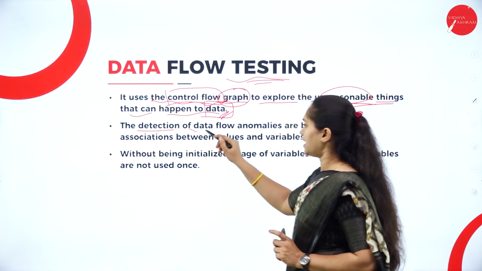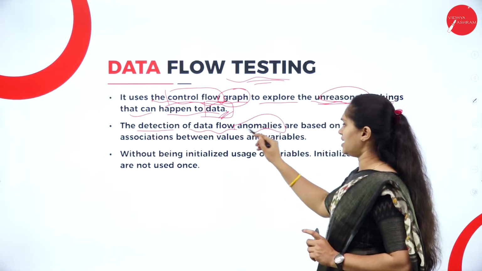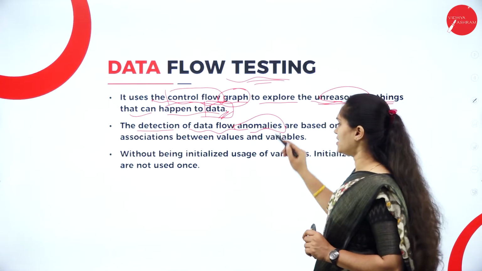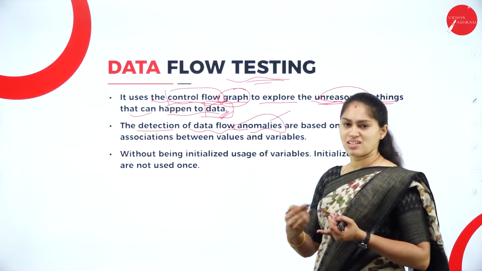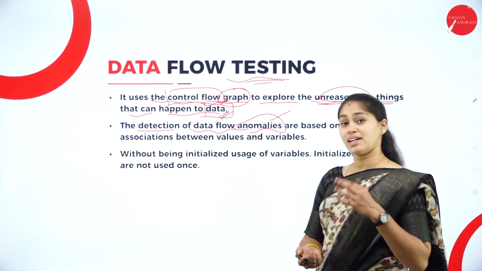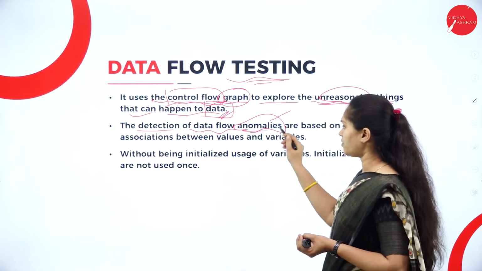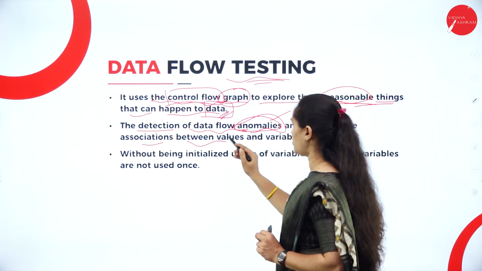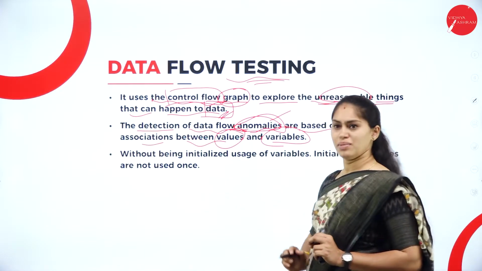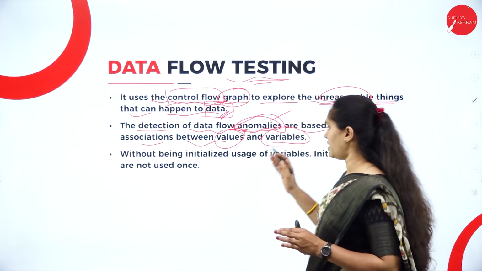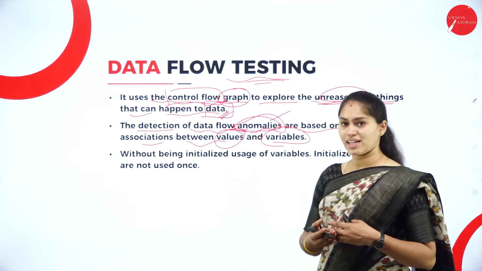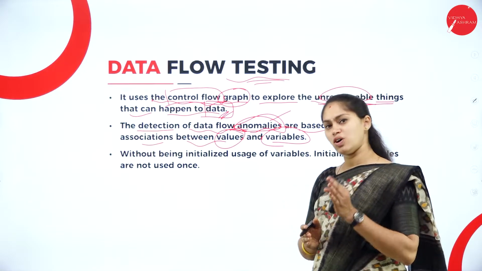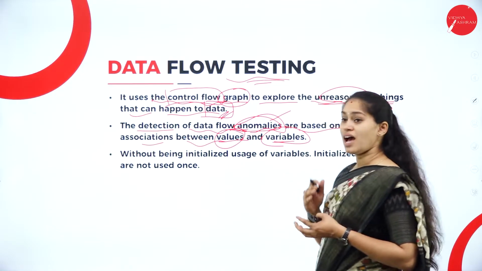And also the detection of data flow anomalies. Do we have any confusions or any mistakes? That is what anomalies are. They can be related to insert and update when it comes to the database. All those kinds of anomalies we can face here. They are based on the association between the values and variables. It always depends on what mistakes and confusions we are getting with the data flow diagram. It's always based on the values and variables.